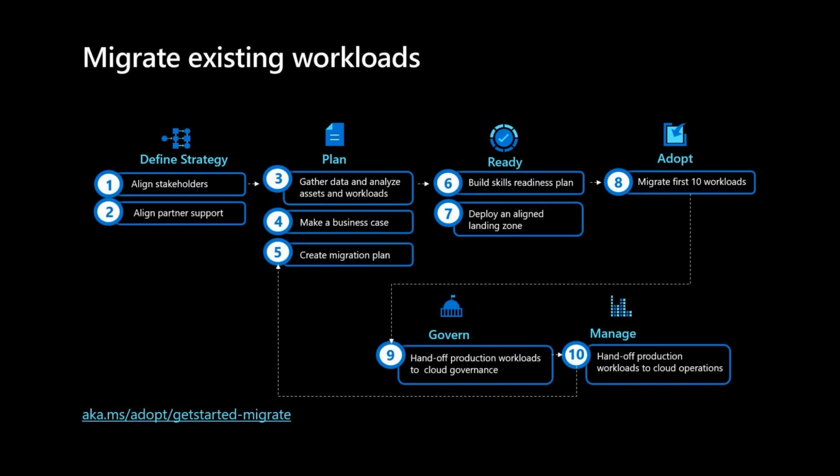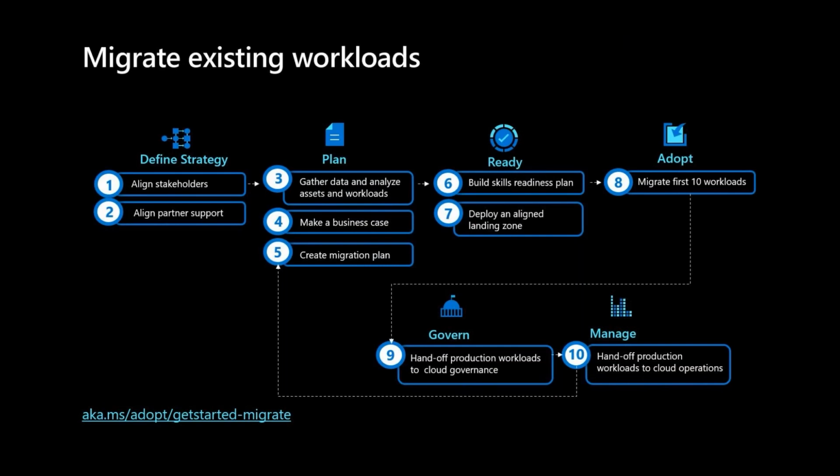For example, aligning stakeholders. That means gaining agreement on migration motivations, capturing desired business outcomes, and measuring with metrics. Again, partner services and programs that can support your migration journey. Gathering data and analyzing at step three, assets and workloads. So it is validating the business case by using data about the current state environment. Step four is making a business case, evaluating the high level return for a potential cloud migration. Ensure that all stakeholders agree on that.